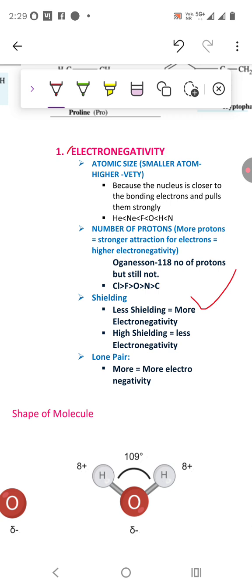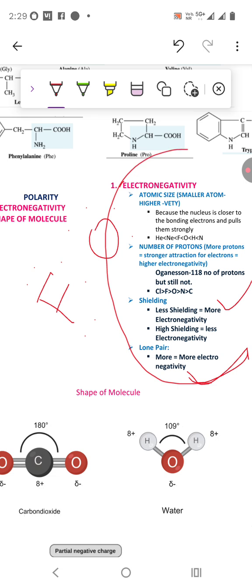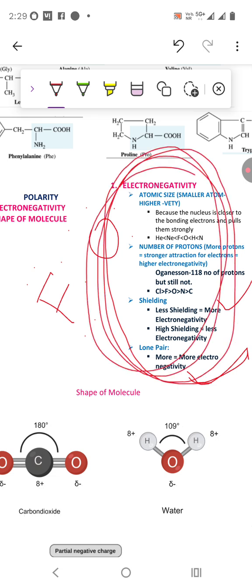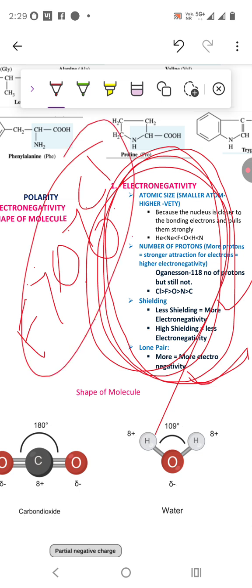Another factor that is not very important but is significant is lone pair. More lone pairs, more electronegative. Fluorine has 3 lone pairs. Oxygen has 2 lone pairs. Fluorine is more electronegative than oxygen. So looking at all those factors, fluorine is more electronegative than oxygen. Oxygen is more electronegative than chlorine. Like this.